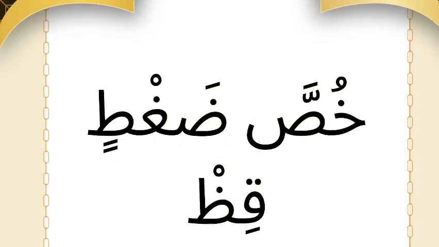khussa, ضغط, قذ. These alphabets are kha, sad, dad, ghain, ta, qaf, and za.